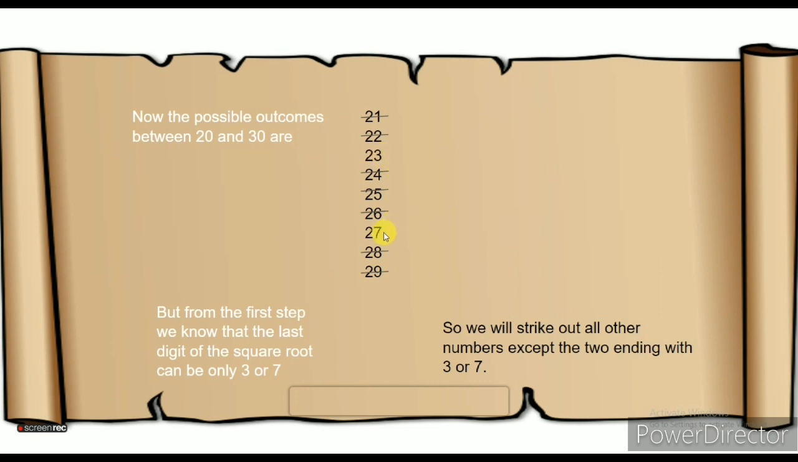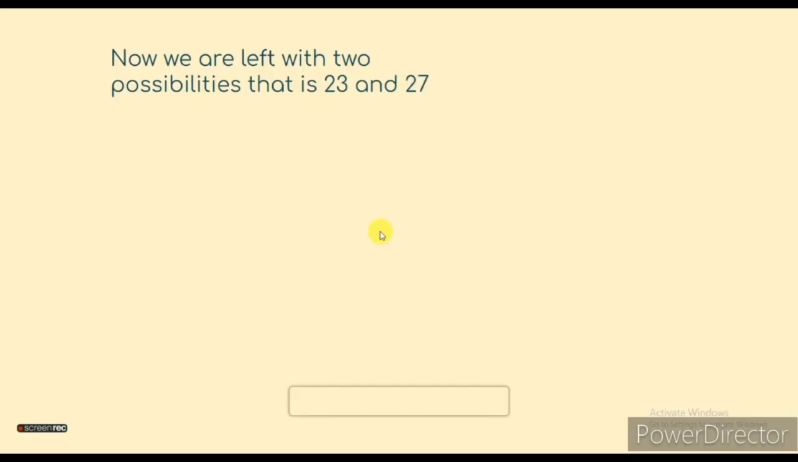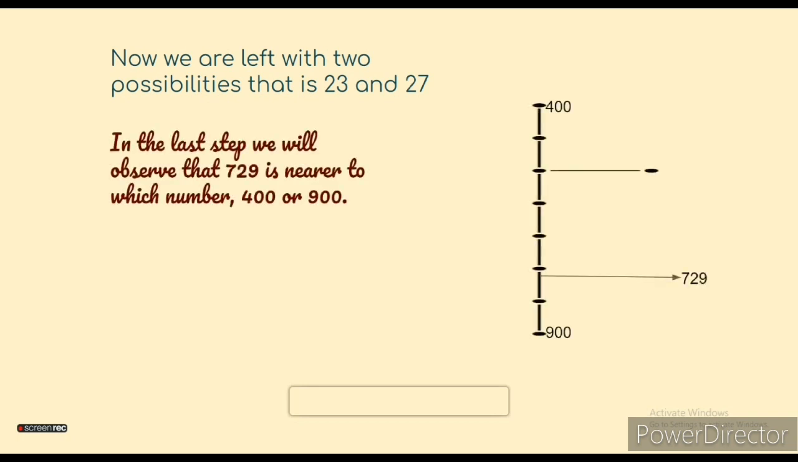So, we are left with only two numbers. Here we are left with two possibilities, that is 23 and 27. Now, in the last step, we will observe that 729 is nearer to which number? Is it nearer to 400 or is it closer to 900?